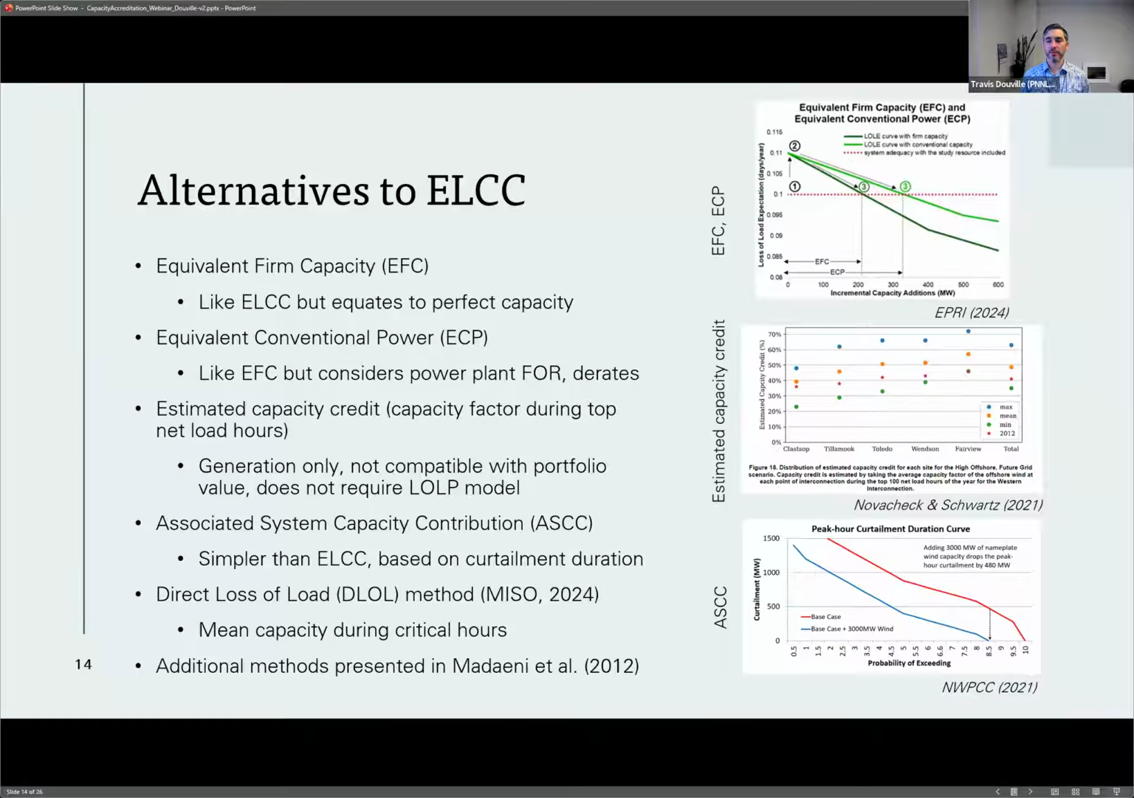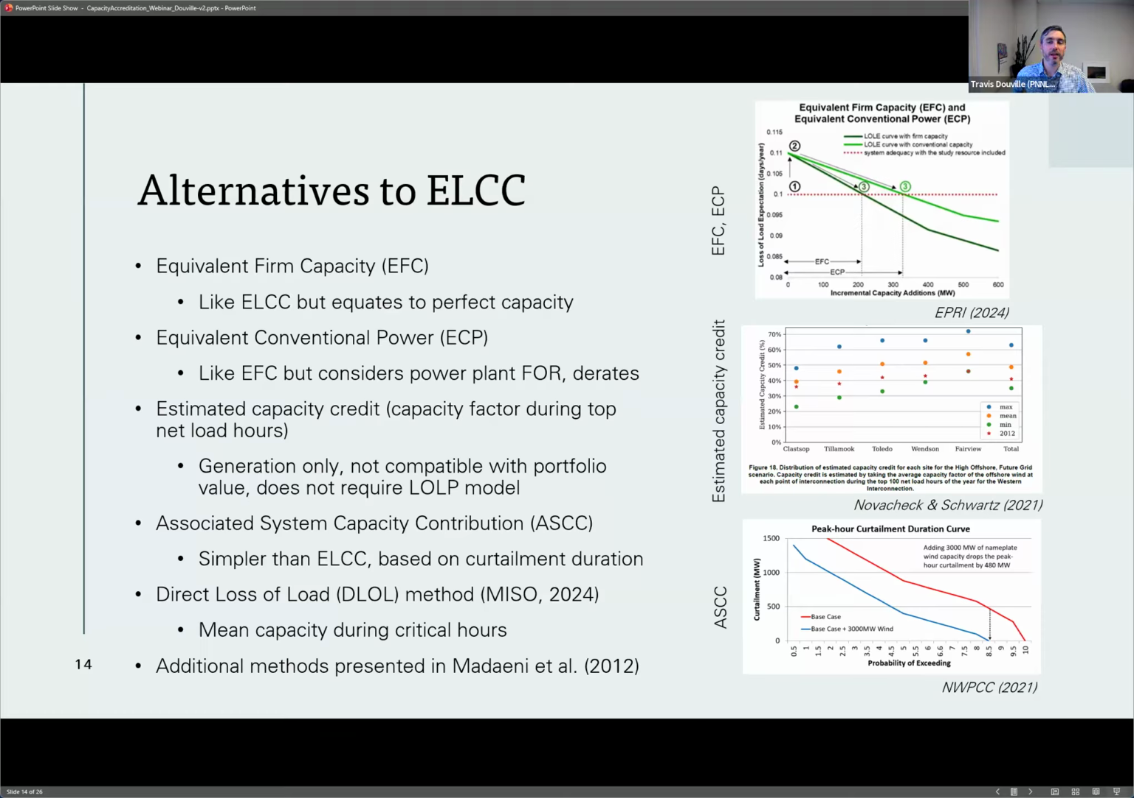From these two runs alone, the ASCC can be interpreted from the shift in the curtailment curve at a reference loss of load probability. This was brought forward by the Northwest Power and Conservation Council, and they have extended the ASCC to multidimensional surfaces. I personally have used ASCC in my work and can attest to how much simpler it is than the ELCC. It may be helpful if a simpler method is needed or there are restrictions on computational resources and complexity of the method. It is, however, less common than ELCC.